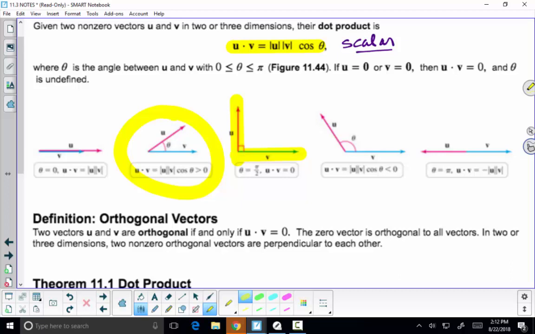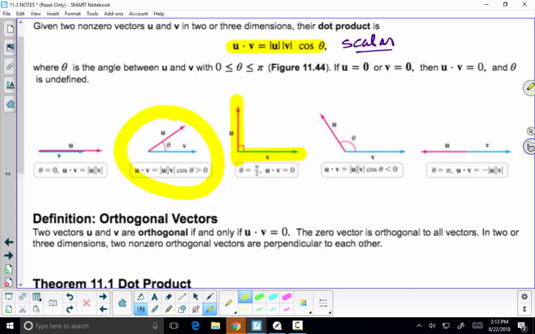So dot product, this multiplication gives us a number. Let's make sure it's clear in our head that this is a number. The length of u, that's a number. The length of v, that's a number. Cosine of the angle in between them, that's a number. Three numbers multiplied together is a number. So that's definitely a scalar. So that's a scalar valued function.